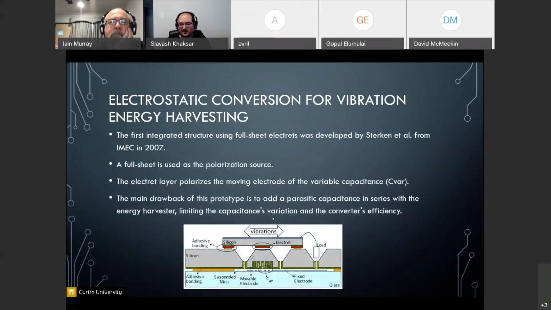Now, a couple of examples. This one is an electrostatic conversion for vibration energy harvesting, and you can see it in the picture. Ian, would you mind explaining that for a second?